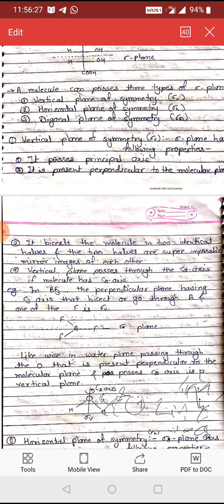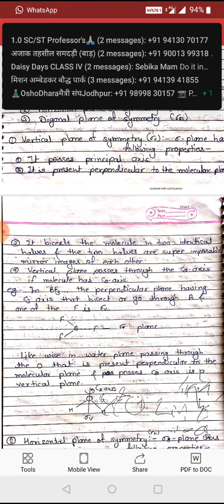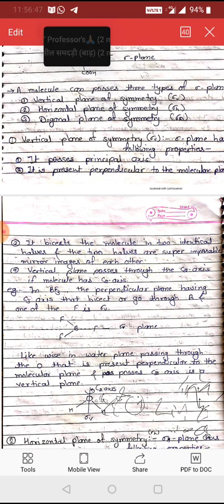Then the vertical plane of symmetry is denoted by sigma V. Thus, there are 3 vertical planes present in the BF3 molecule. In the BF3 molecule, 3 vertical planes are present.